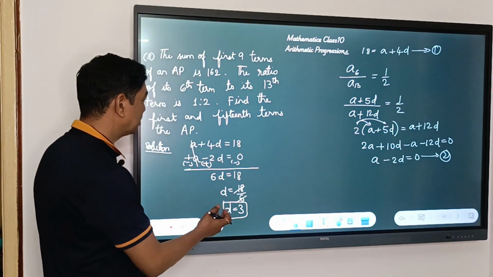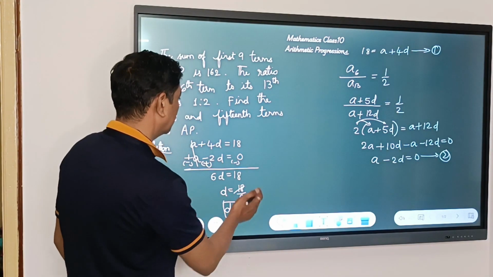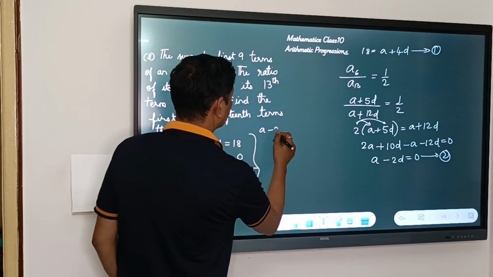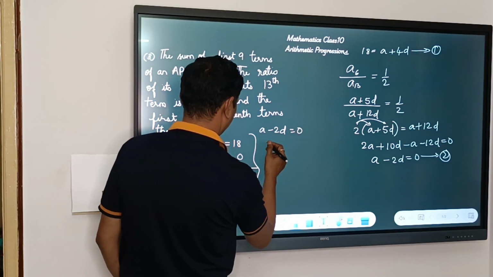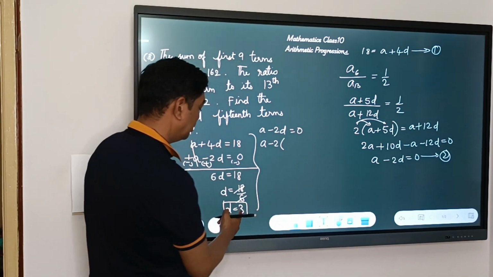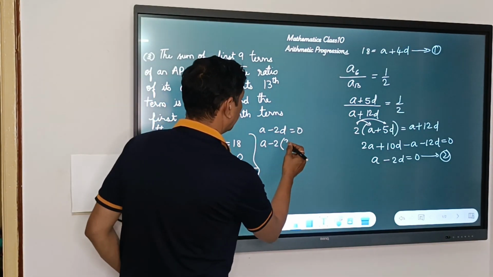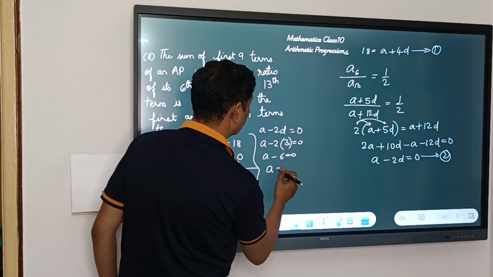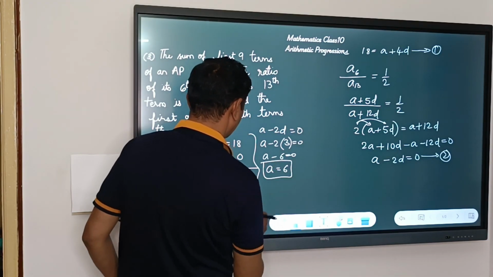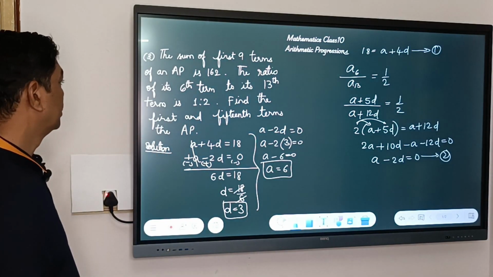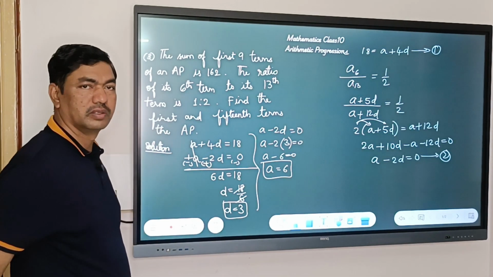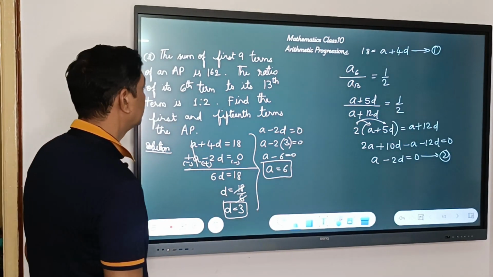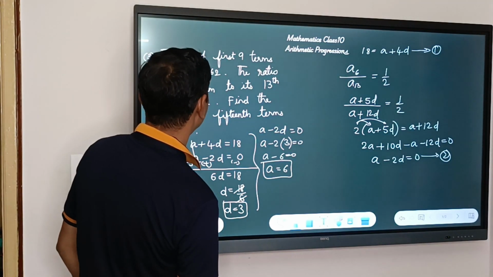This 3 you can substitute back into any of the equations. I'll substitute in the second equation. So a minus 2d is equal to 0. Wherever d is there, in place of d you put 3. So you get a minus 6 is equal to 0, or a is equal to 6. So you got the first term, which is 6, and you have to find the 15th term.